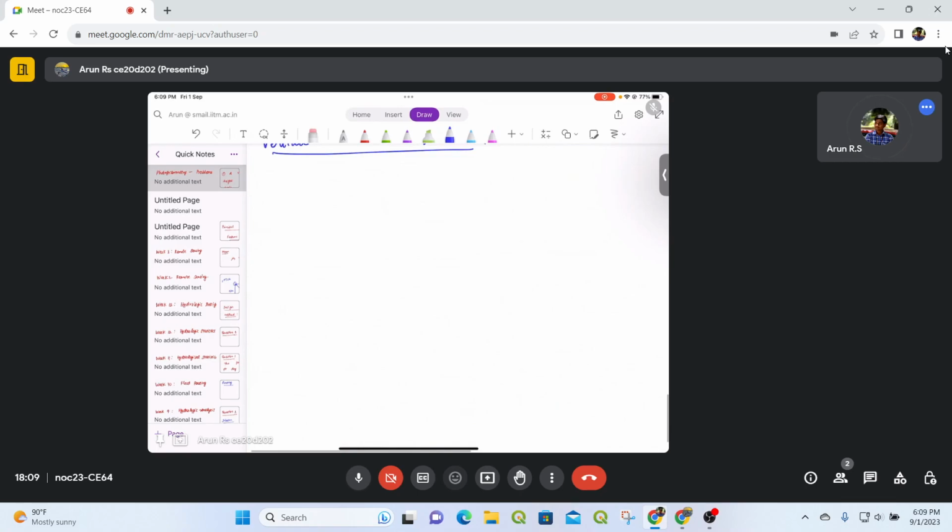So before going into the vertical aerial photogrammetry, just to understand the concept of how the photograph is being captured, I'm going to draw some image to explain that.